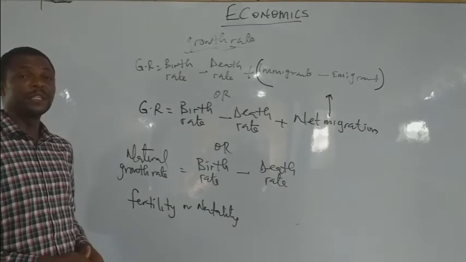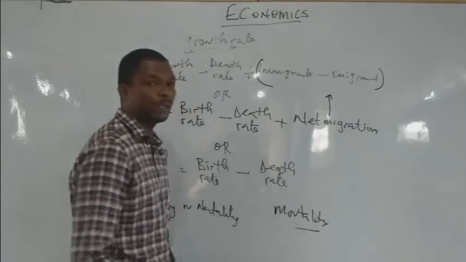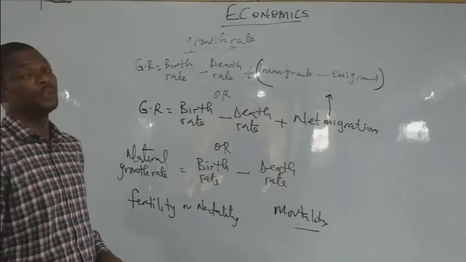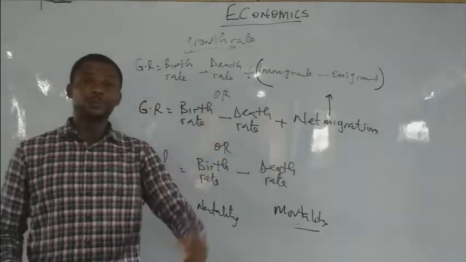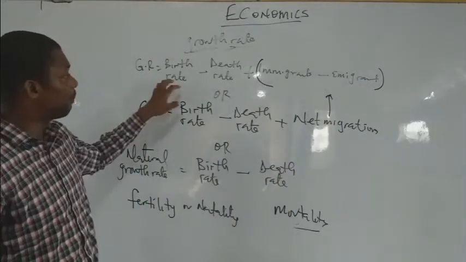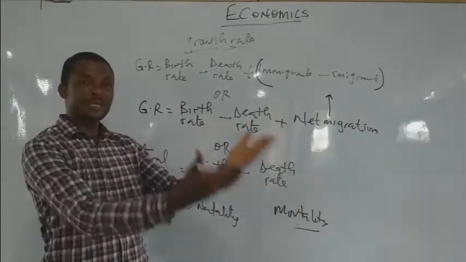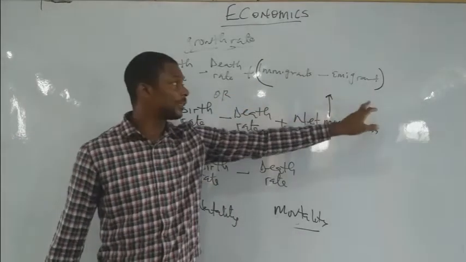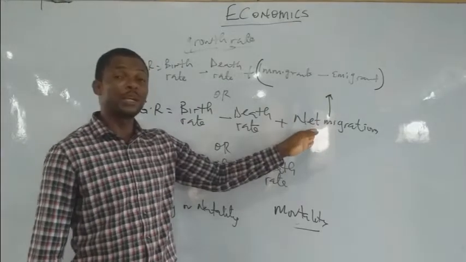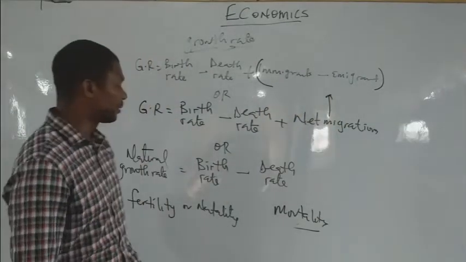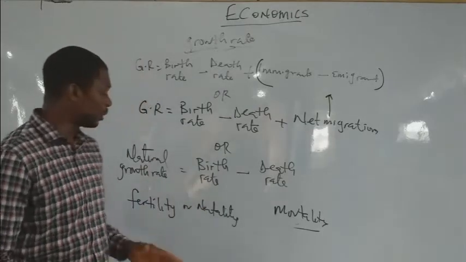The deaths per thousand in a given population. And it's otherwise known as what? Mortality. You realize that mortality is always associated with mortuary. Then what about immigrants? Immigration is the movement of people into a country, and emigration is the movement of people out of a country. So you can see that the birth rate is always positive. Death rate tends to subtract the number of deaths. Immigrants are coming in, so that's why you have positive. And emigrants are going out, and that's why it's the negative value there. And I told you earlier that net migration is just the difference between immigrants and emigrants. And naturally, without the immigrants and emigrants, you have the birth rate minus the death rate.